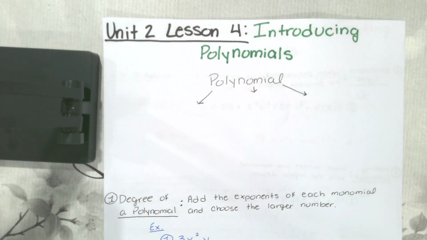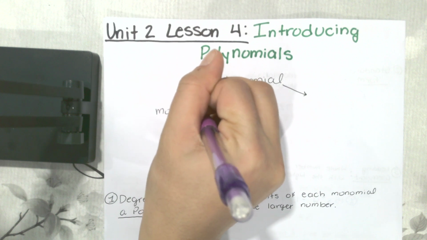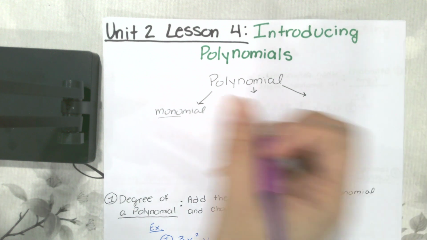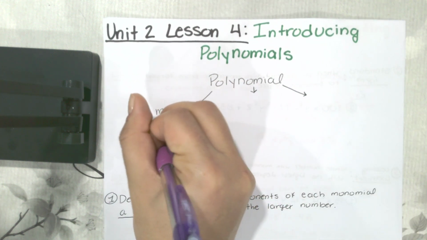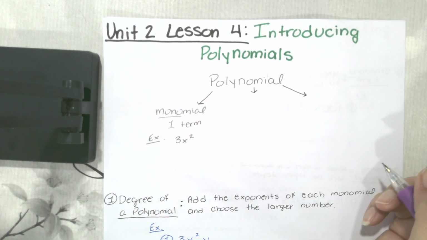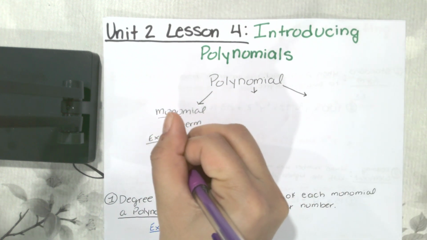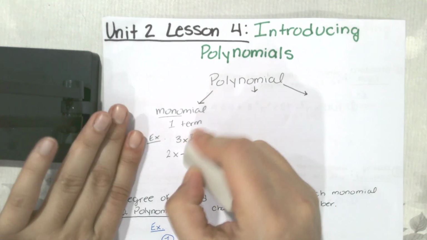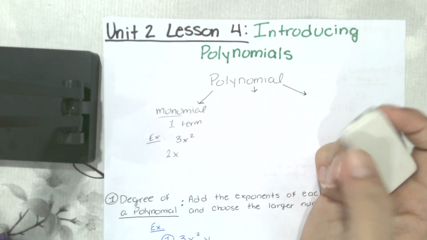Our first category is a monomial. This suffix mono means one term. An example of a monomial can be 3x squared. This is one term. There's no plus or minus sign. You can have 2x minus 10y. Ooh, sorry, that is not a monomial. You can just have 2x. Okay, again, no plus or minus sign here.